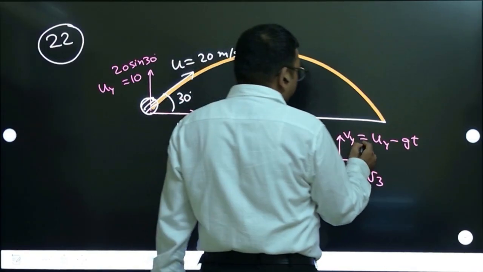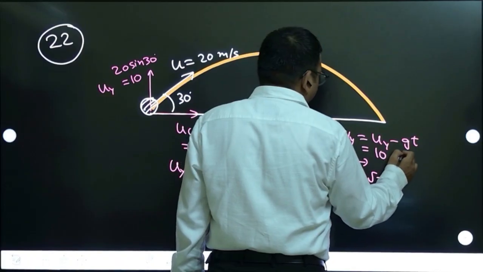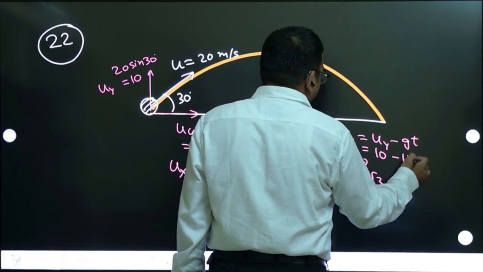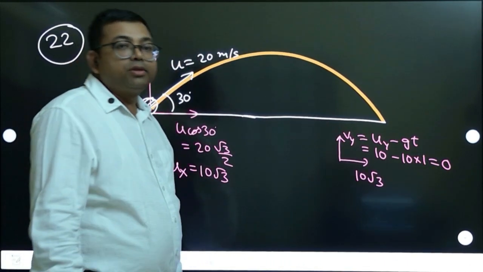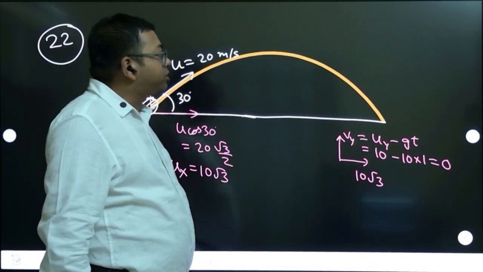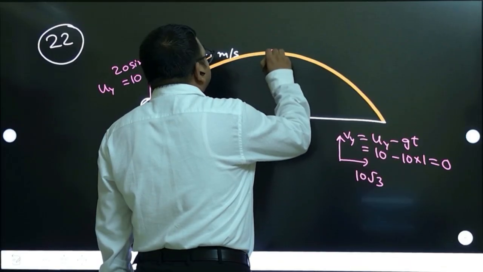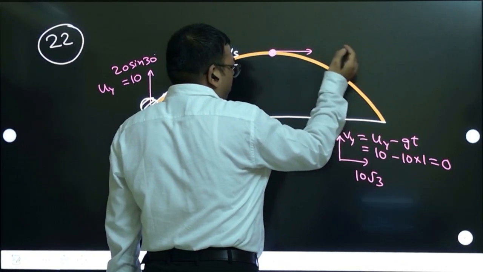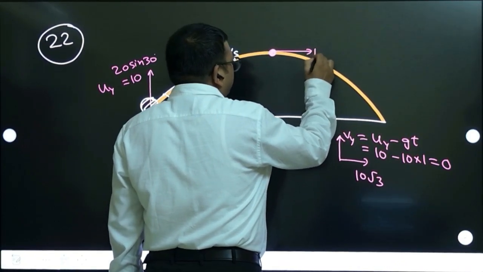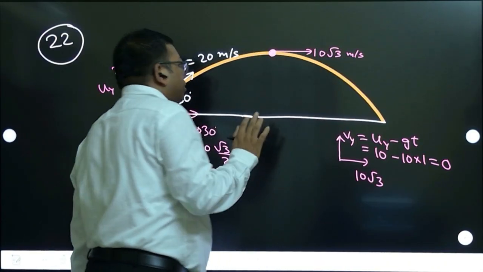So let us calculate the vertical. The initial component was 10, minus g, which is also almost 10, times time 1. So you can see that this is going to be 0, right? So the vertical component is 0. That means it will be at the topmost point, correct? So it will be at the topmost point, only the horizontal component remains. The vertical component is 0. That's what it is.